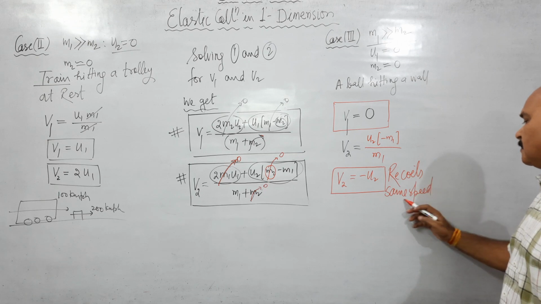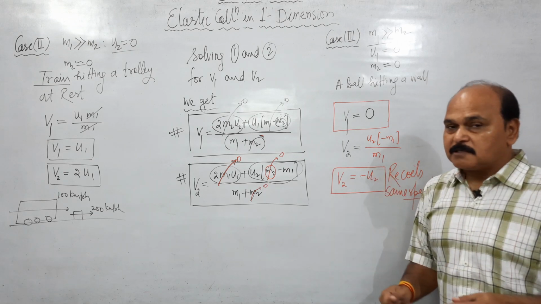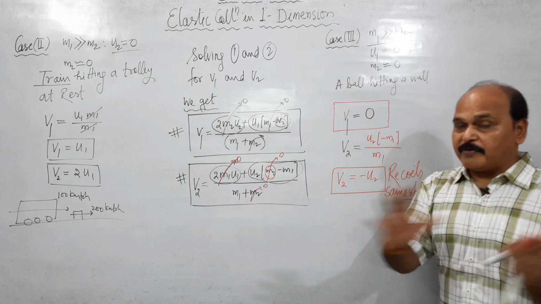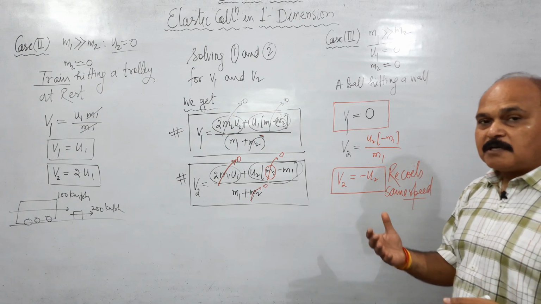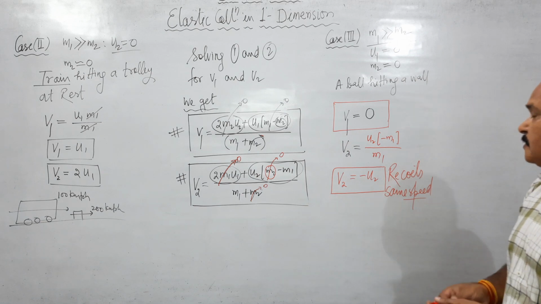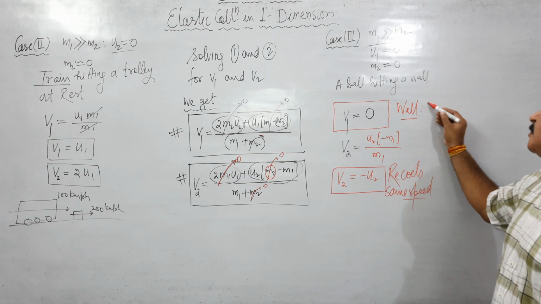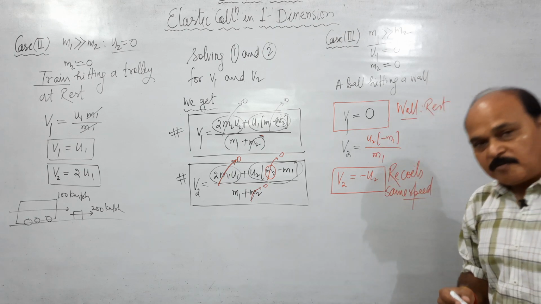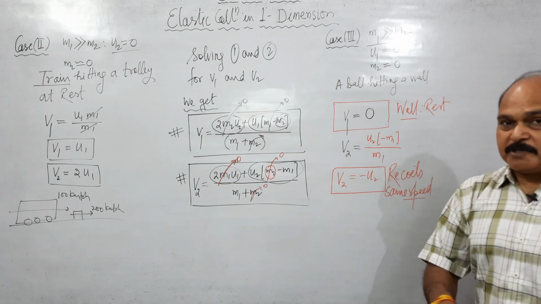So if there is a collision between a very heavy mass and a very light mass, and the heavier mass is at rest, there is no effect over the heavier mass, whereas the lighter mass recoils, that is, moves in the opposite direction with the same speed. The wall initially was at rest, and even after it is hit by the ball, it remains at rest. But the ball recoils with the same speed.